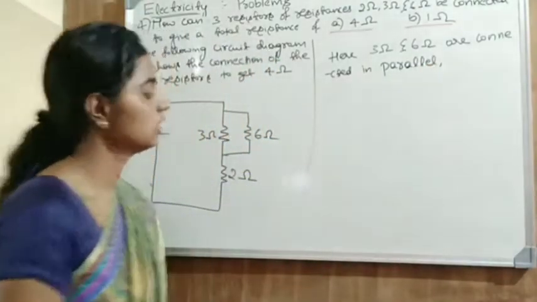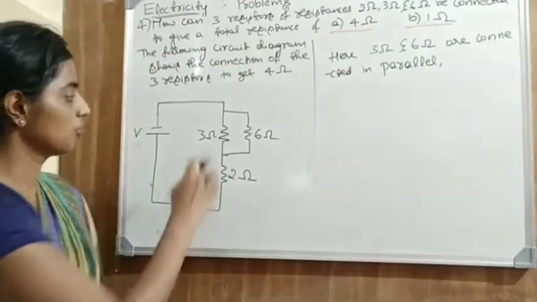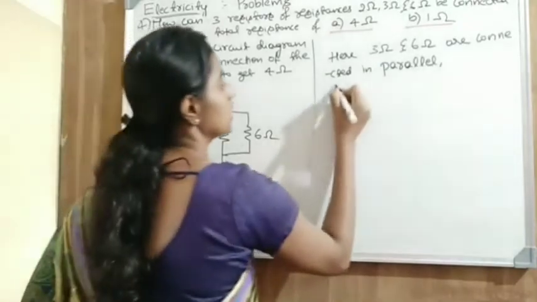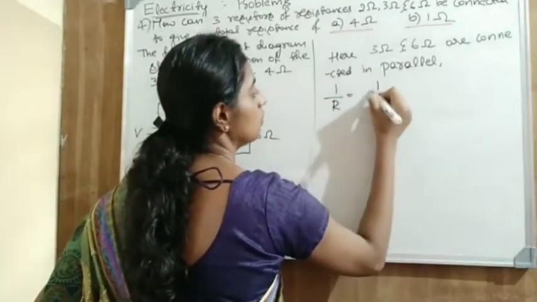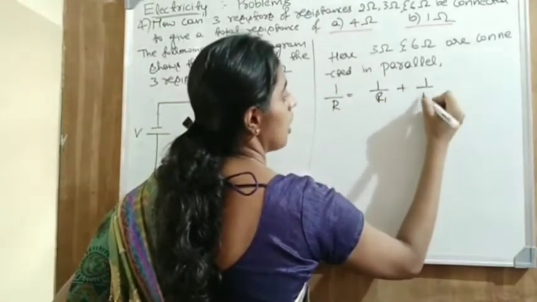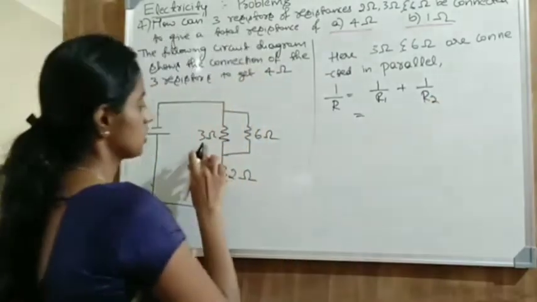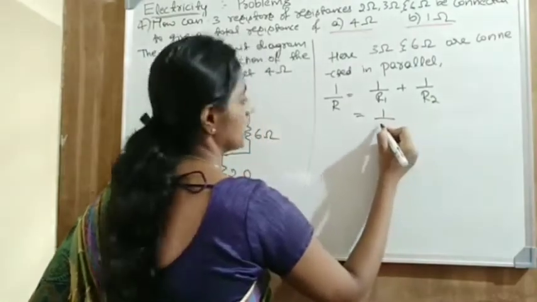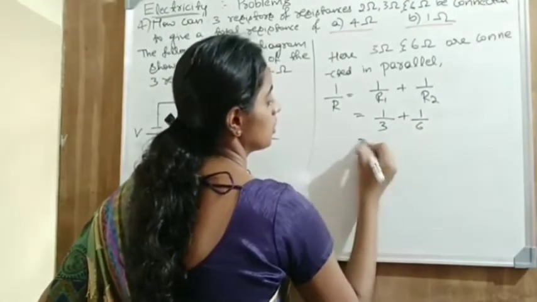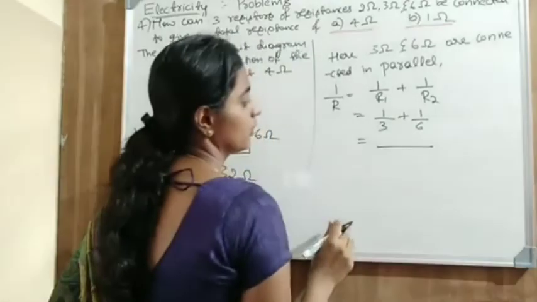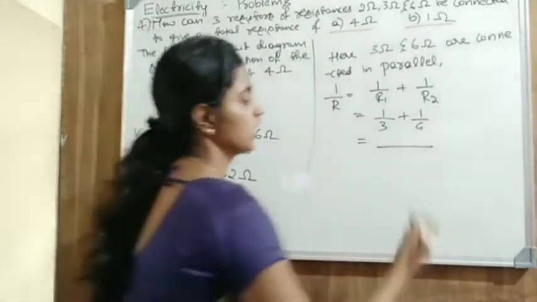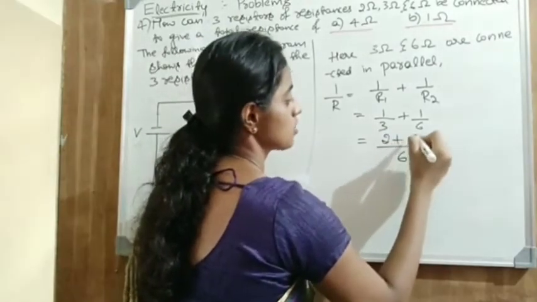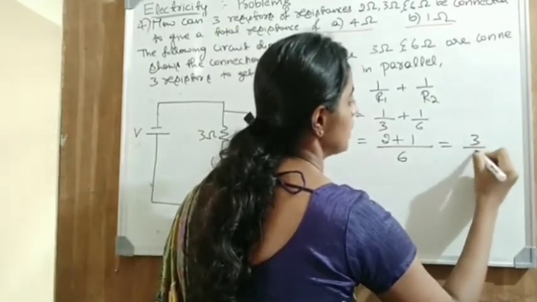Next, to find out the equivalent resistance of this 3 ohm and 6 ohm, we need to use the formula, that is 1/R is equal to 1/R1 plus 1/R2. Use this 3 as R1 and 6 ohm as R2. Now find out quickly what is the LCM. Here we'll get 6, and what is our numerator? 3 into 2 and 6 into 1, that is 3 by 6.